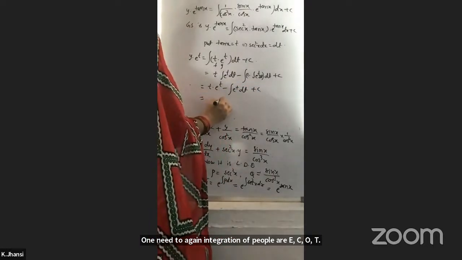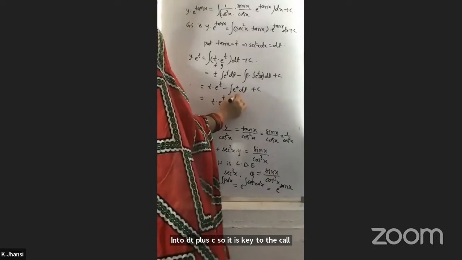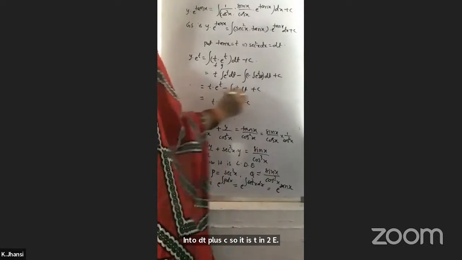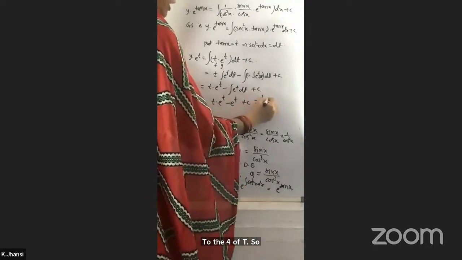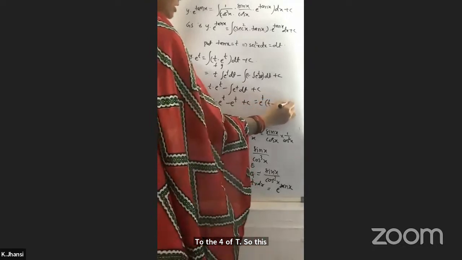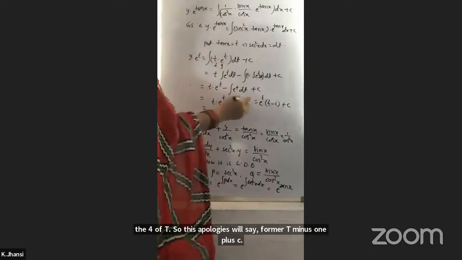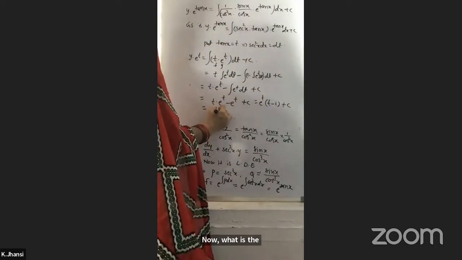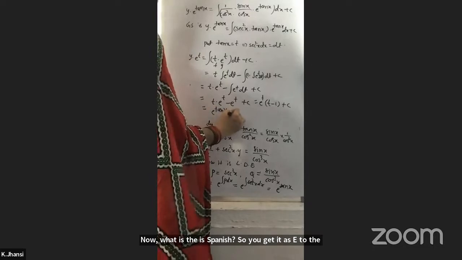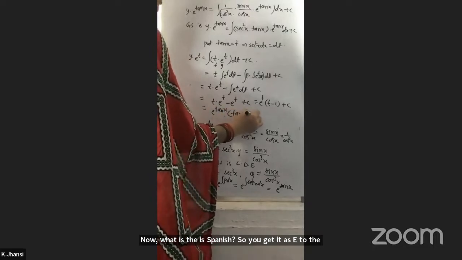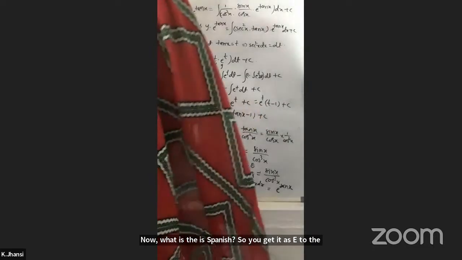So it is t into e to the power of t minus e power t plus c. If you take e power t common, it is t minus 1, plus c. Now what is t? T is tan x. So you will get it as e to the power of tan x into tan x minus 1 plus c.